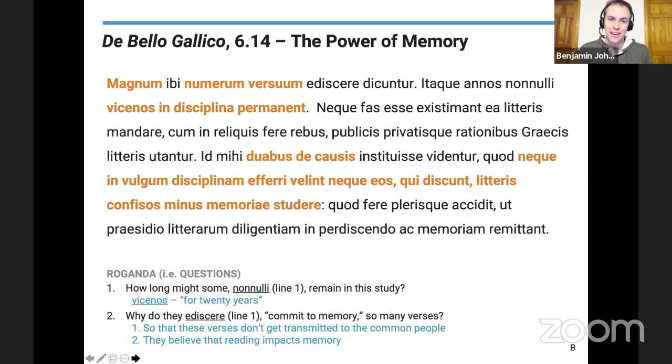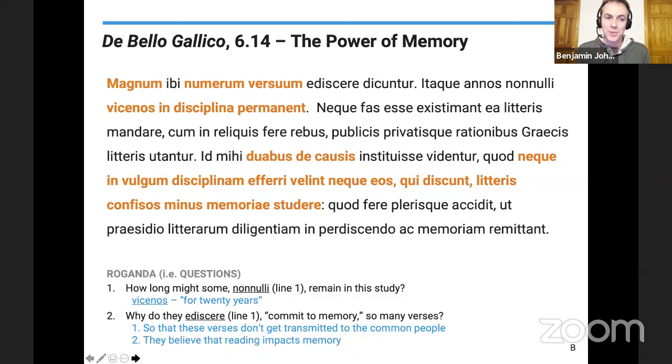And the sentence after that, after talking about the 20 years, is talking about how they don't think that it's right to trust these things down in writing. This fas esse existimant, ea litteris mandare. We have this cum clause, and this is a cum adversative clause. So cum can usually be translated as when or while when it's introducing a clause like this. Every so often it means since, but a couple of times it means although, and so it sets up this contrast to what came before.